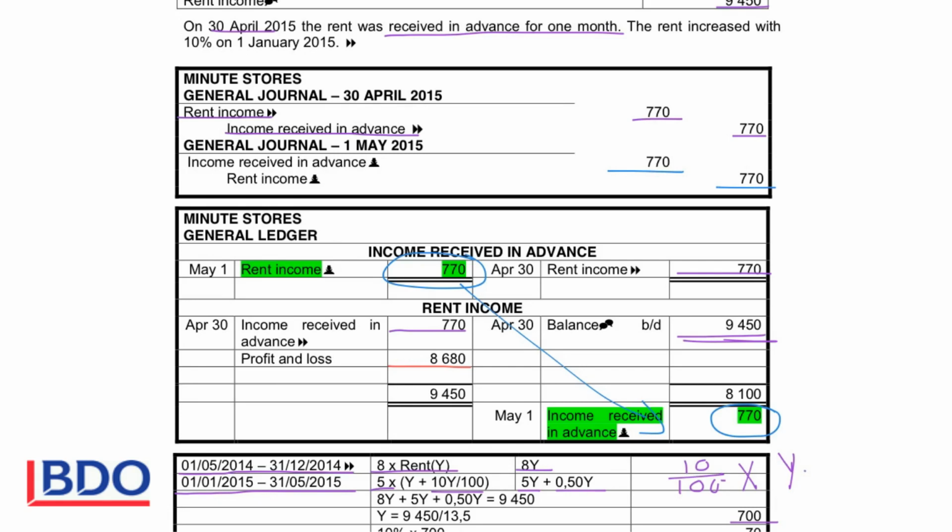We reduced our rent income and we created a liability. And then on the first day of the next year, we reversed that entry, debiting income received in advance and crediting the rent income with 770. So what did we learn today?